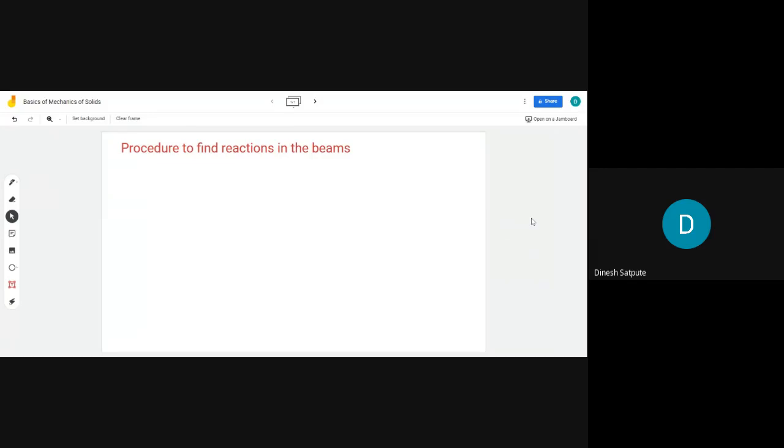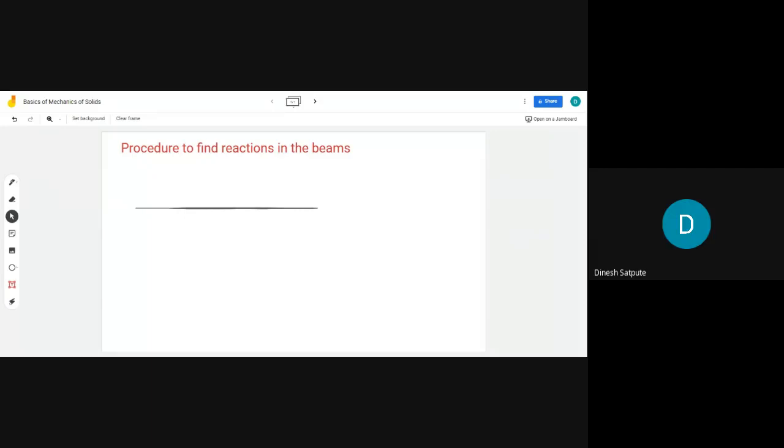Now we'll discuss one example in which we are going to find the reactions. First we have one simple beam, a simply supported beam. So this is the simply supported beam that we have. Is the screen visible properly? Yes. Okay, fine. Thank you.